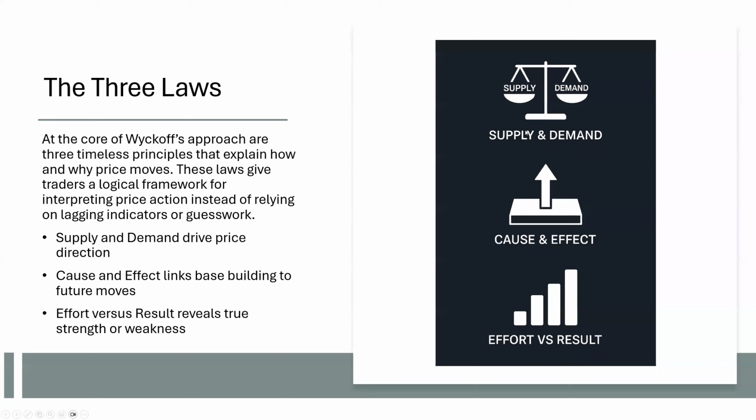And when we talked about that Wyckoff market cycle, we talked about there being three laws. Number one, supply and demand drive all price direction. Supply drives price down, demand drives price up. There's a causation for the supply, there's a causation for the demand. It's our job to understand that causation and how it's going to impact price. Number two, cause and effect link space building to future moves. That is a concept on yield.